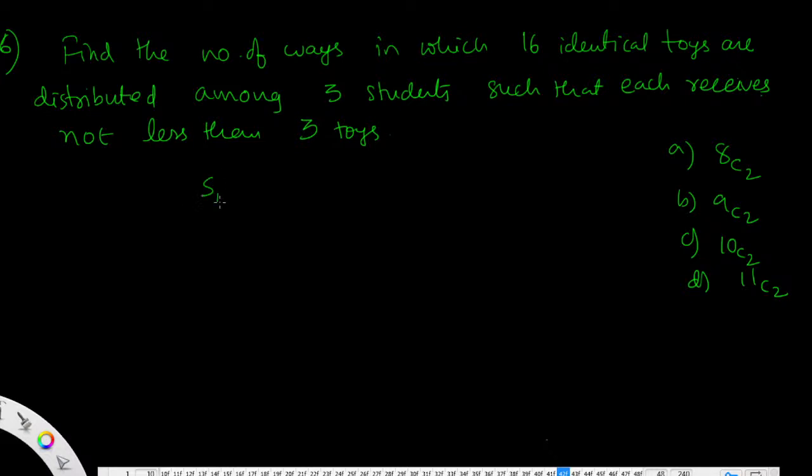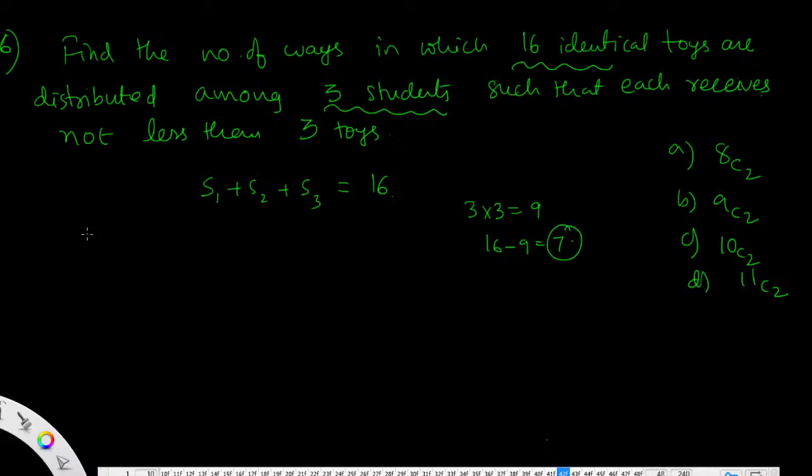Okay, students means S1 plus S2 plus S3, 3 students are there. How many identical things are there? 16 identical things can be distributed among the 3 persons. Now distribution is 3 into 3, that is 9. Therefore 16 minus 9 becomes 7 remaining things. Therefore remaining things equal to 7.